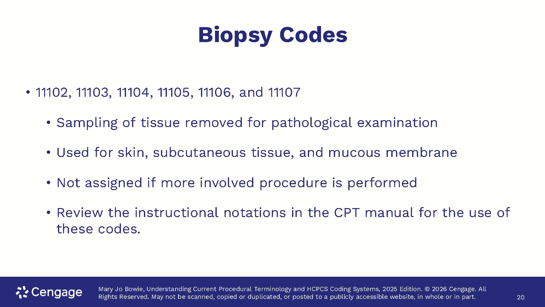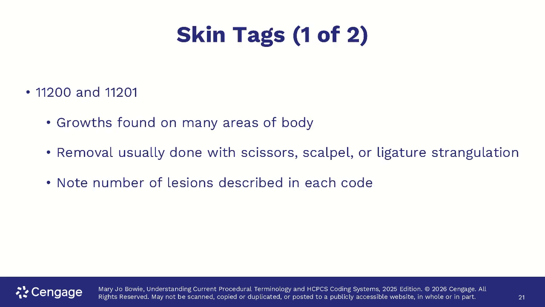Okay, biopsy codes. So, biopsy codes are when we are sampling tissue removed so that the pathologist can examine it. And these particular codes are used for the skin, subcutaneous tissue, also mucous membrane. It should be noted that you cannot assign a biopsy if a more involved procedure is performed at the same time. So there's actually a note in the manual that speaks to the fact that if they take out the appendix, for example, and they send it off for a biopsy, that biopsy is not separately reported. Anytime they take out an organ, they generally send it to the lab for analysis, just to make sure it's not cancerous.